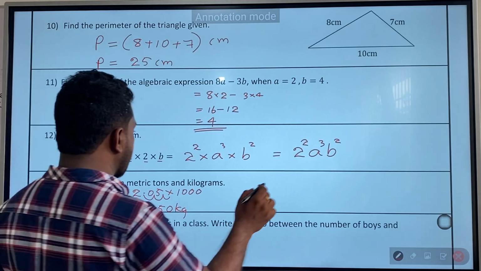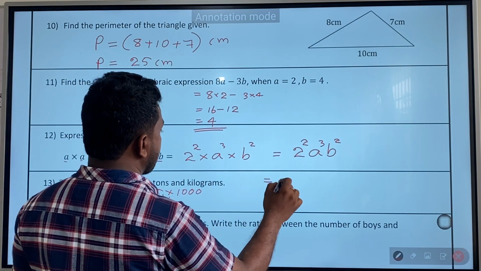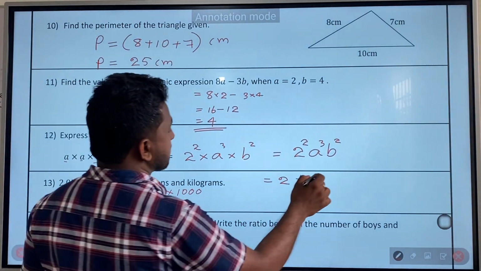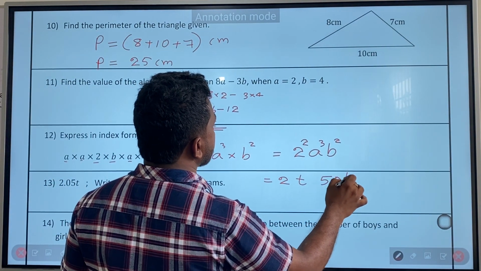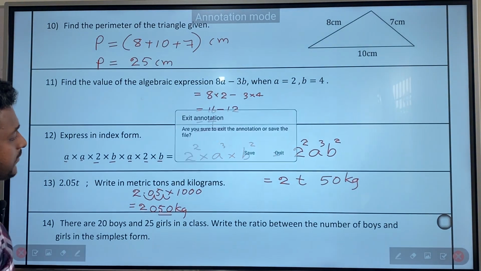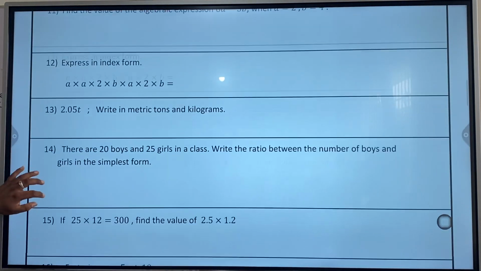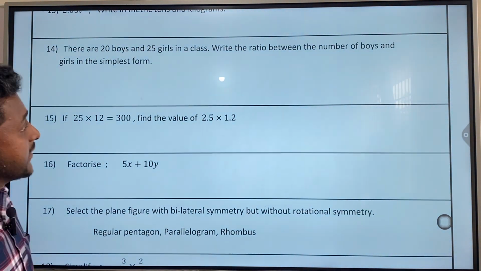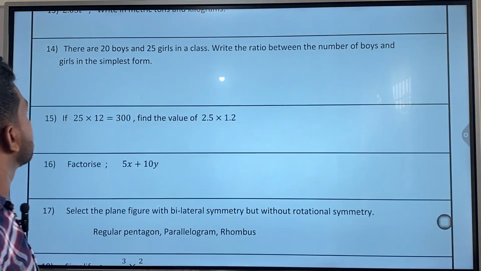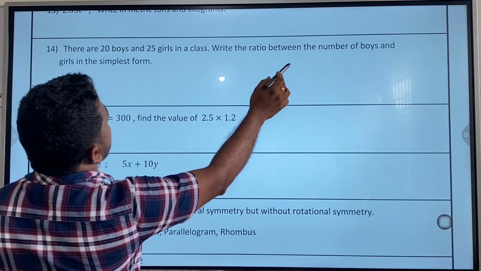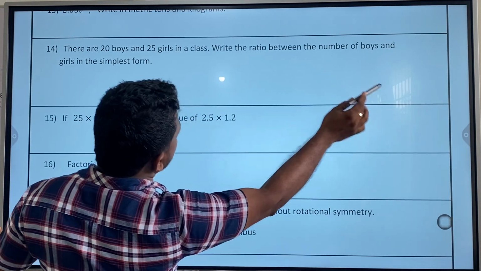2000 equals 2 ton. So that equals 2 ton and the remaining 50 kilograms. 2 ton and 50 kilograms. That is the answer for that. Okay. Look at question number 14. There are 20 boys and 25 girls in a class. Write the ratio between the number of boys and girls in the simplest form.